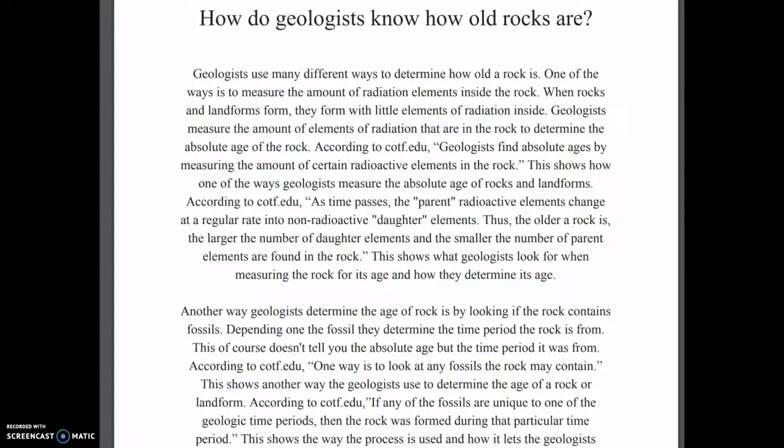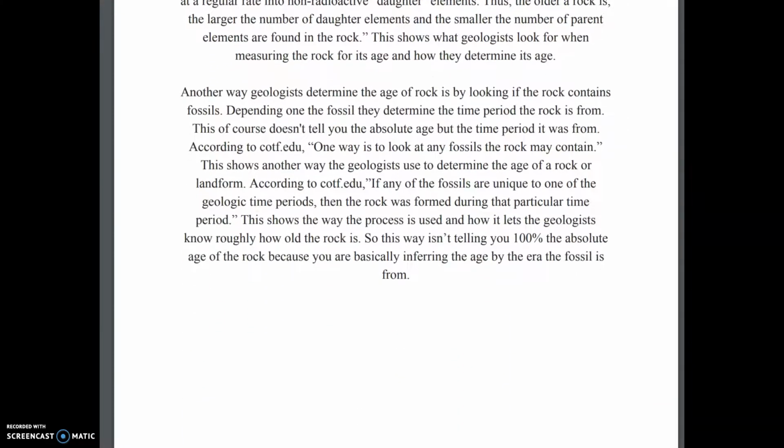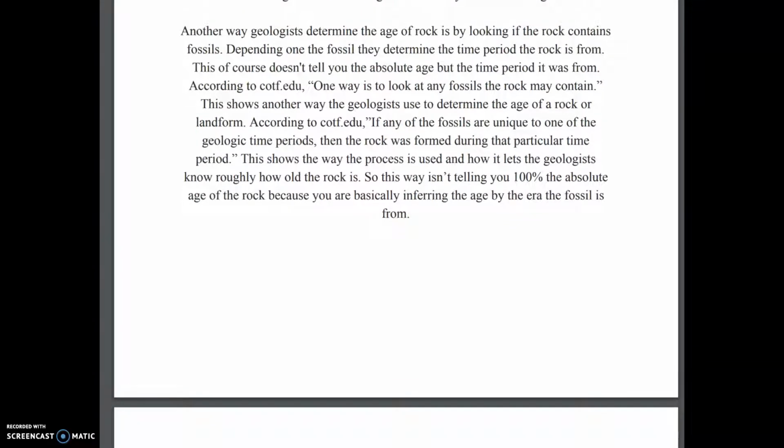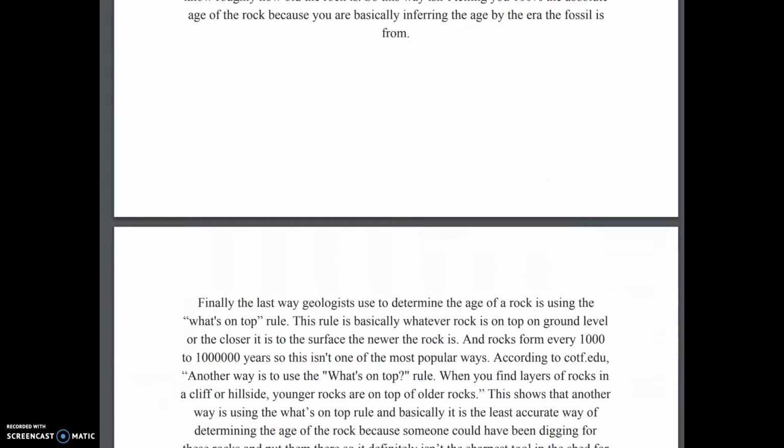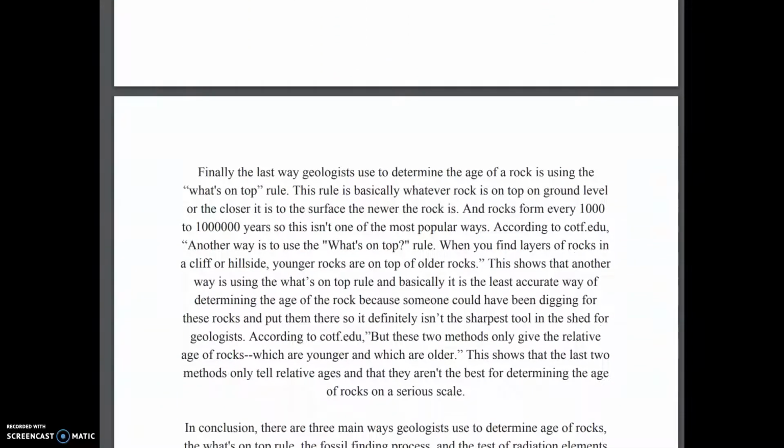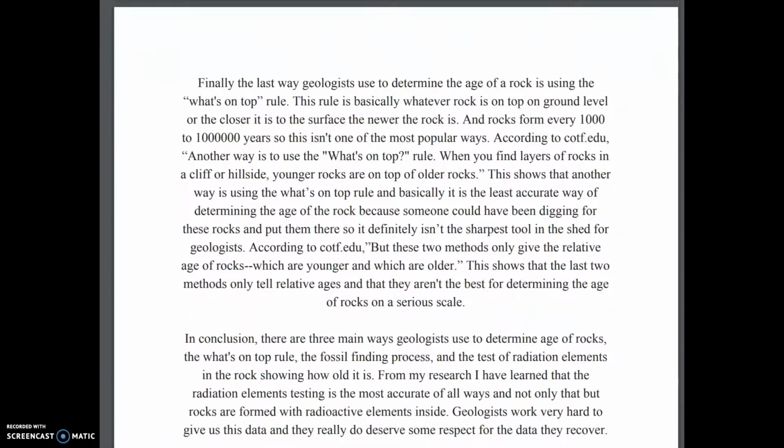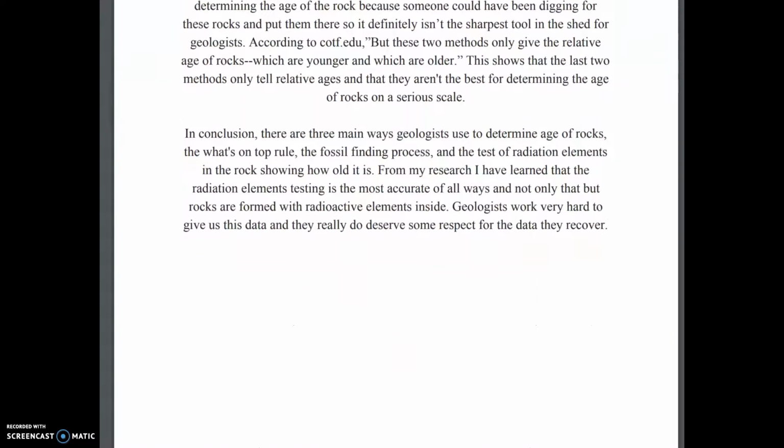Stop the video right now. Read through this. Stop the video again. Read through this. Stop the video, read through this. And then we come to Philip's conclusion.